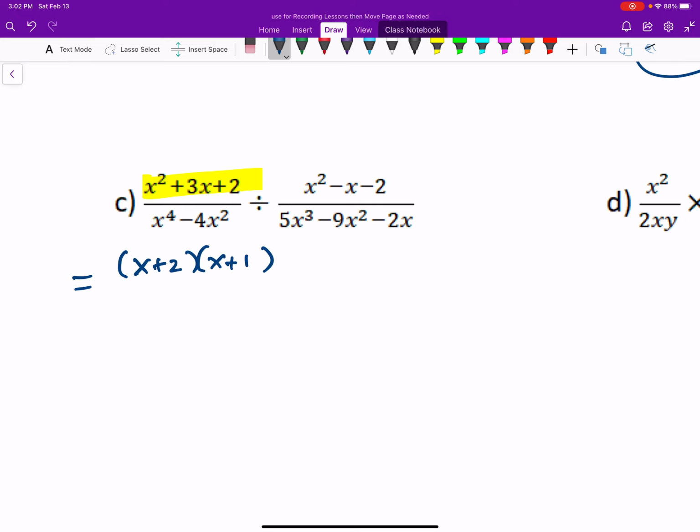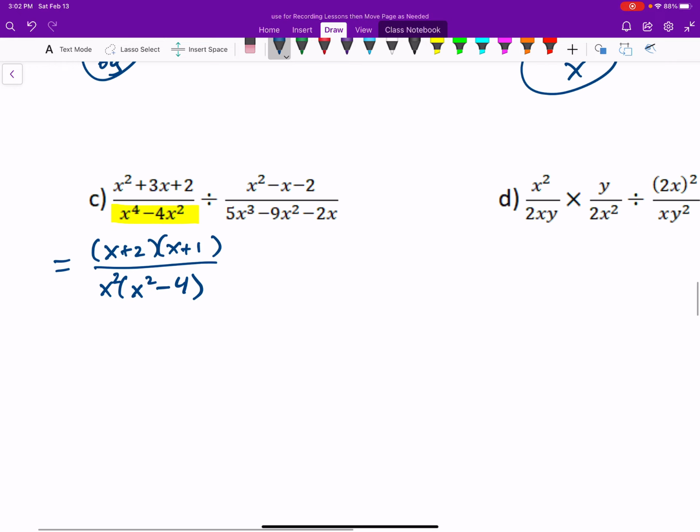That would multiply to give 2 and add to give, sorry, add to give 3. On the bottom, I can common factor out x squared. And what I'd be left with is x squared minus 4 inside the brackets. So that's going to be able to be factored more, but I'll do that in the next step.